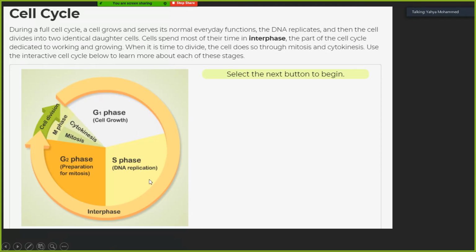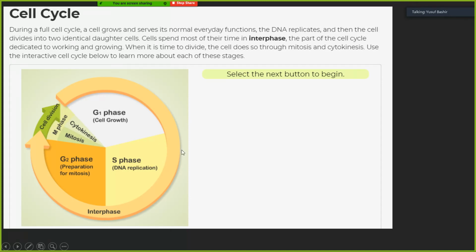So this whole yellow orange arrow is called interphase. That includes G1, S, and G2. All of this together is called interphase, the longest portion of the cell cycle. At the end of G2, at the end of interphase, the cell can actually physically divide. So G1, S phase, and G2 are all part of interphase, and mitosis, cytokinesis are separate, the actual cell division.